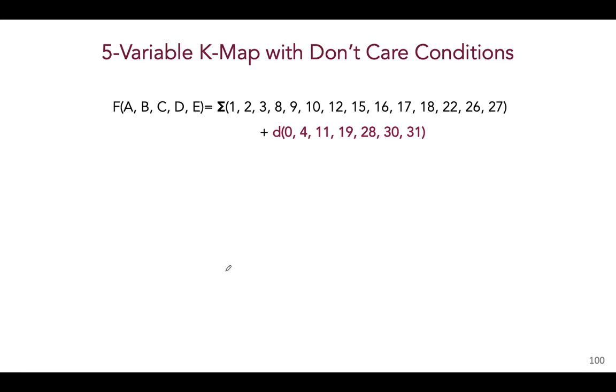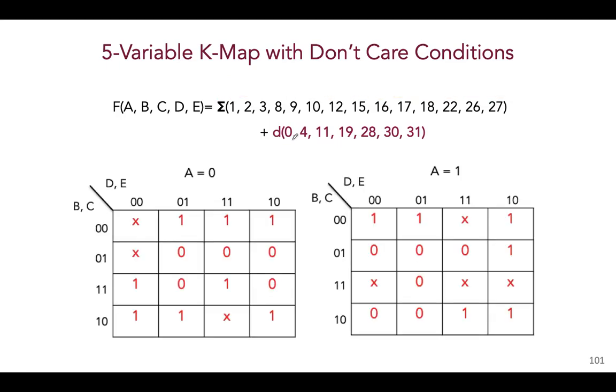And similarly, we can have 5-variable K-maps with don't care conditions, right? The idea is all of these are minterms, so all of these cells are supposed to contain 1s, and then all of these cells will contain X's. And since we are doing this in SOP form, these X's will be ultimately considered as 1s, all right? And then we can form groups of these ones.